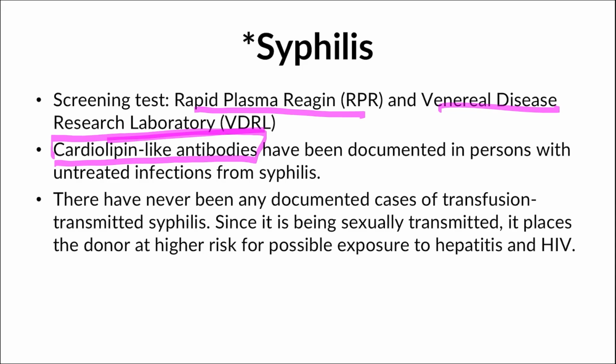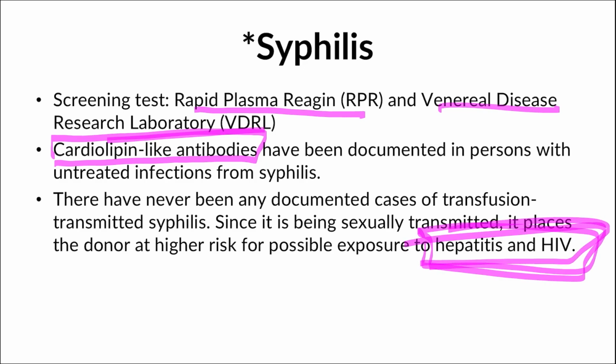And there have never been any documented cases of transfusion-transmitted syphilis. Since it is sexually transmitted, it places the donor at a higher risk for possible exposure to hepatitis and HIV. So that is the main reason why syphilis is being checked. Not because there are documented cases of transfusion-related syphilis infection, but because of the sexual practices of the patient that could pose them to have hepatitis, especially hepatitis B and hepatitis C, and of course, HIV.